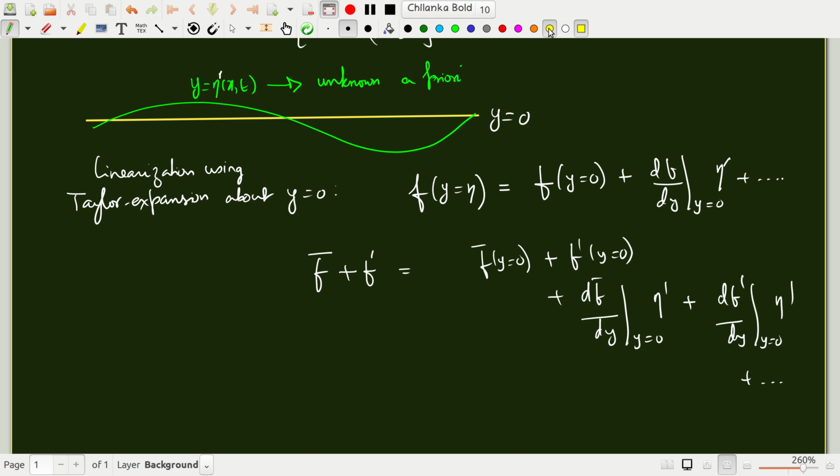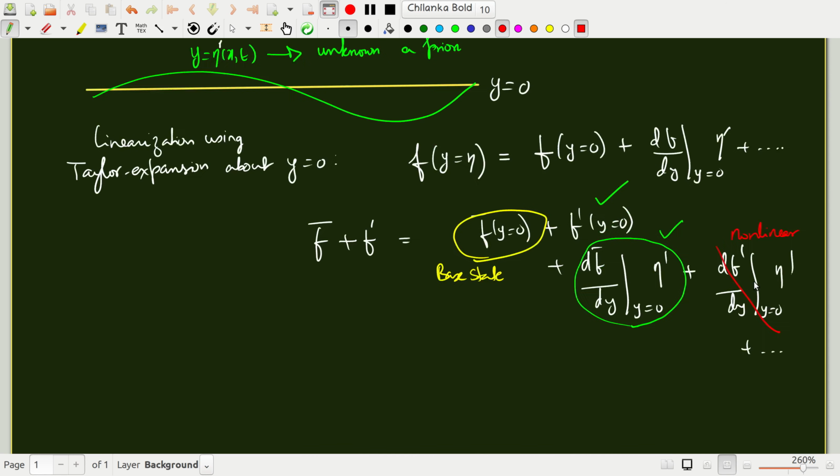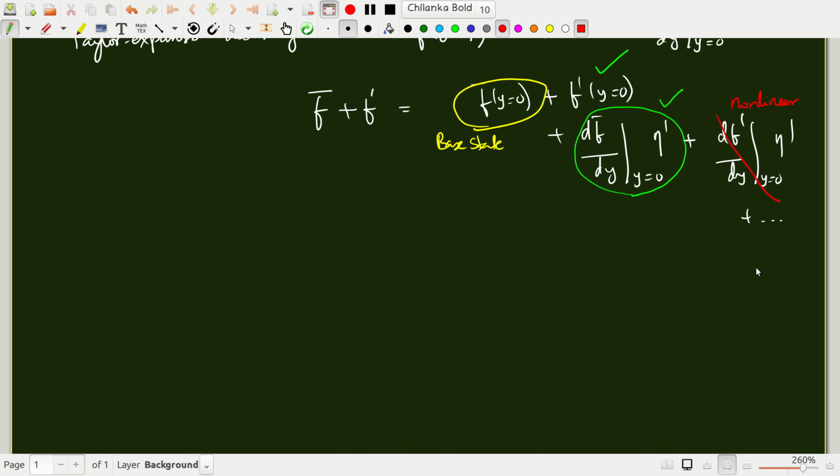Now of this Taylor expansion, this is the base state contribution. This will usually cancel with something else in the problem, so this won't be there. This term will be there because it's first order in perturbation. This term will also be there, it's also first order in perturbation, whereas this last term won't be there because it is non-linear. It won't be there in a linear stability analysis. So this is how one Taylor expands the boundary conditions about the known unperturbed location.